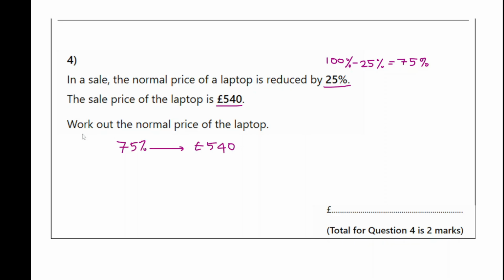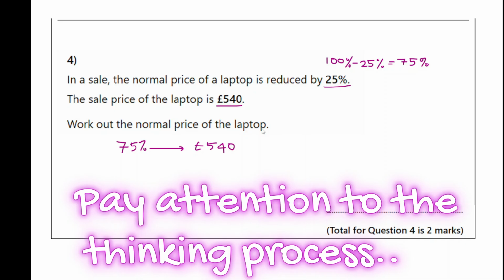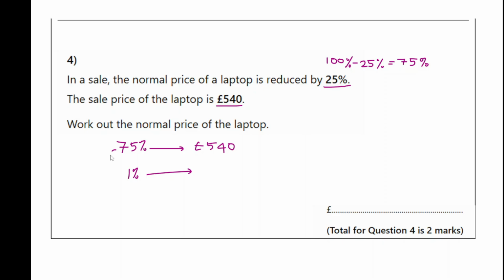Work out the normal price. Oh, so the question is asking what is your 100%? Now, if I know 75% is this one, I can get to 1% by dividing both sides by 75. This is a calculator paper, so I can simply do it like this. In a non-calculator paper, it's better to go to 25% by dividing it by 3 and then multiplying by 4. But let's just do it in a normal calculator way.